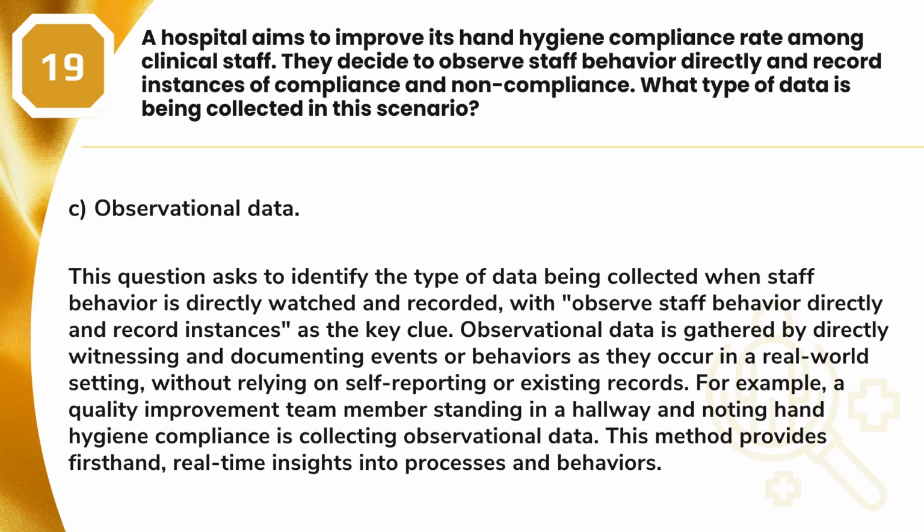Answer. C. Observational data. This question asks to identify the type of data being collected when staff behavior is directly watched and recorded, with observe staff behavior directly and record instances as the key clue. Observational data is gathered by directly witnessing and documenting events or behaviors as they occur in a real-world setting, without relying on self-reporting or existing records. For example, a quality improvement team member standing in a hallway and noting hand hygiene compliance is collecting observational data. This method provides first-hand, real-time insights into processes and behaviors.